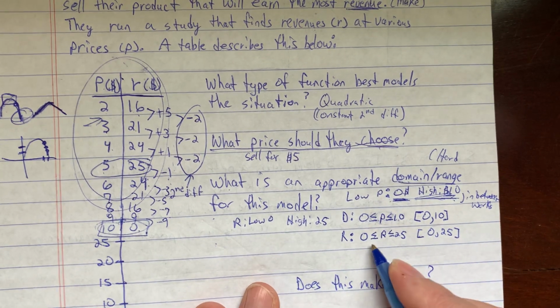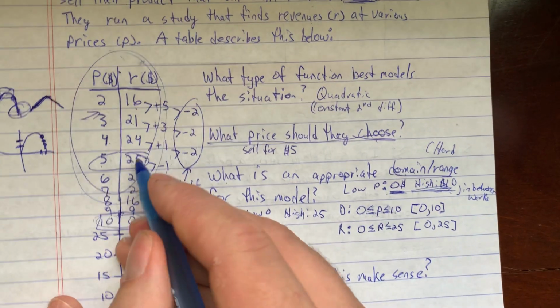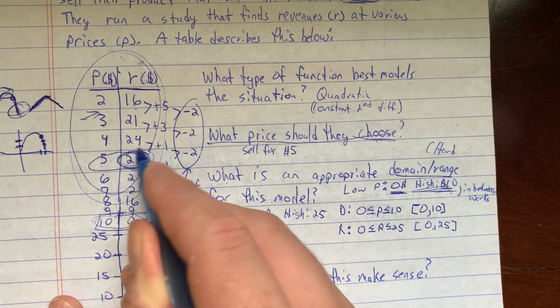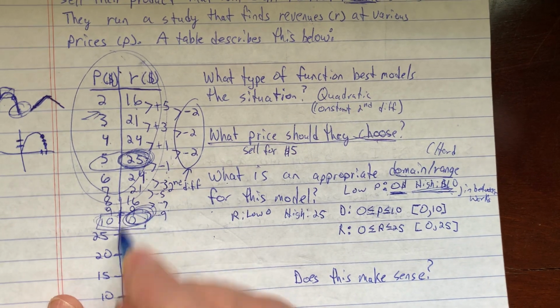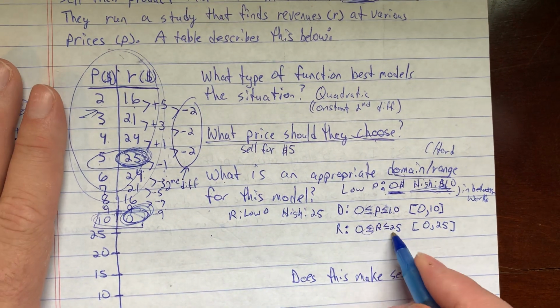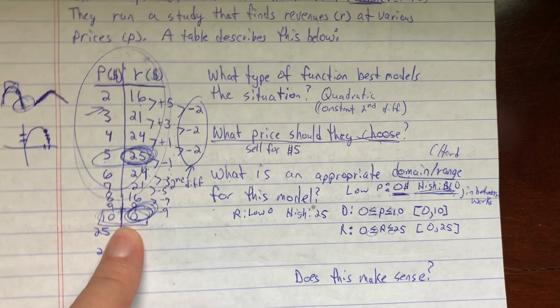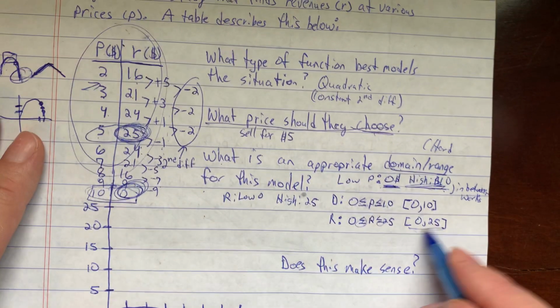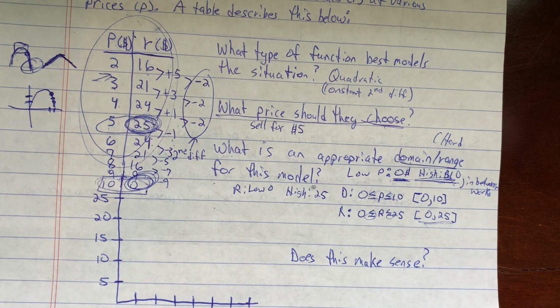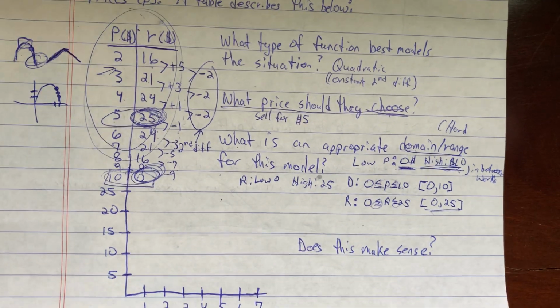We use brackets here and or equals to because I saw there was a place where I did actually make exactly $25, and there's a place where I could in fact make $0, and so I need the or equals to at the bottom. I can't make lower than 0, I can't make higher than 25, but I got there. All right, so now the last question is, does this make sense?